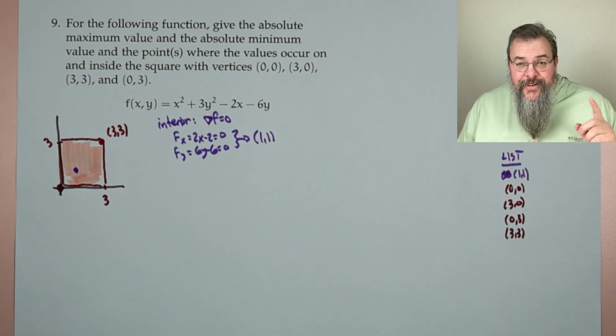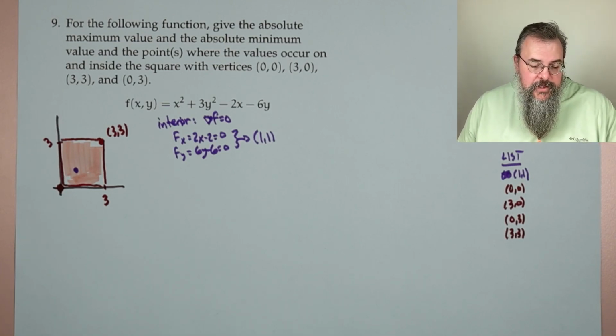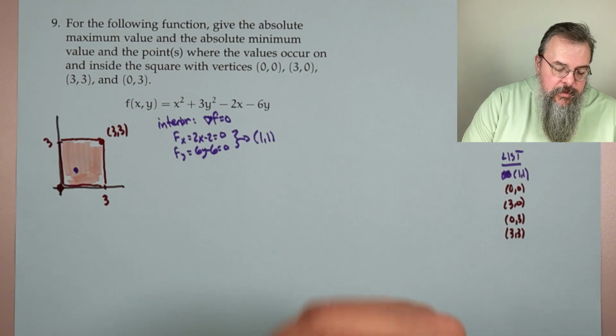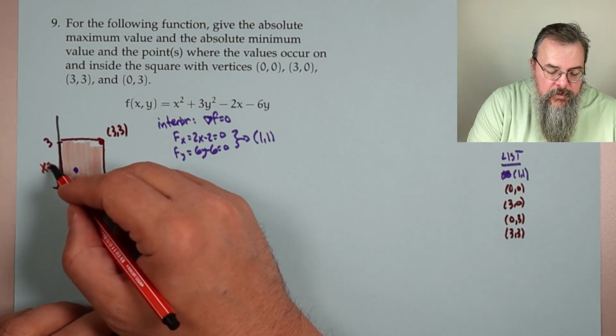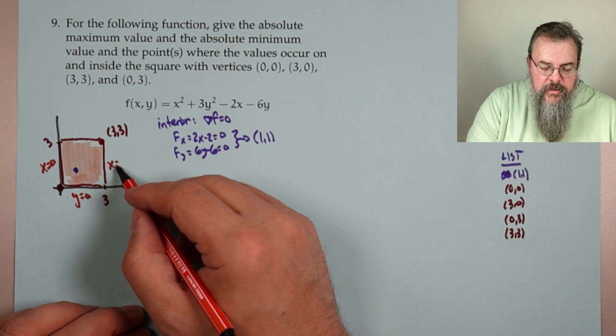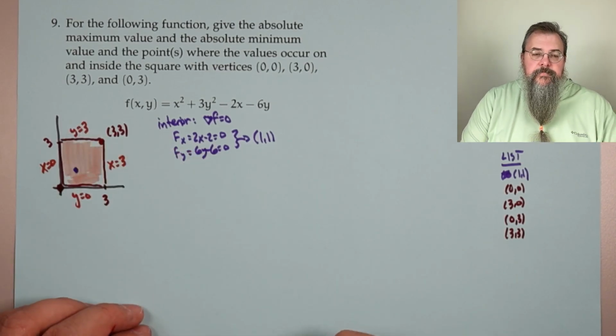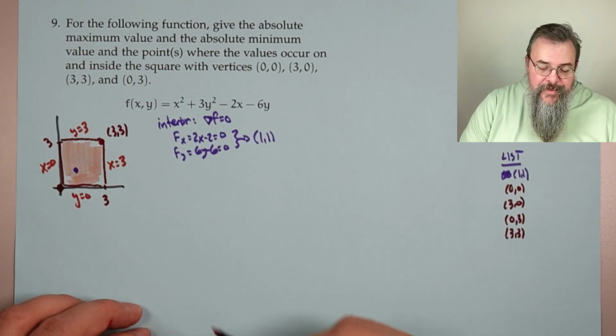And then you have to test each individual side. All right, well, what'll that be? Well, we've got 4 sides. We should label them. We have a side over on the left where x equals 0, the side on the bottom where y equals 0. On the right is x equals 3, and the top is y equals 3. So we're going to do this 4 times.